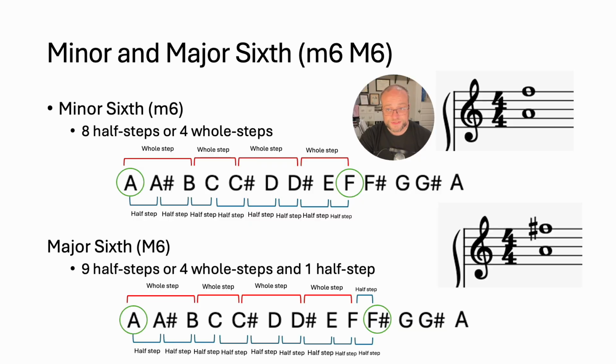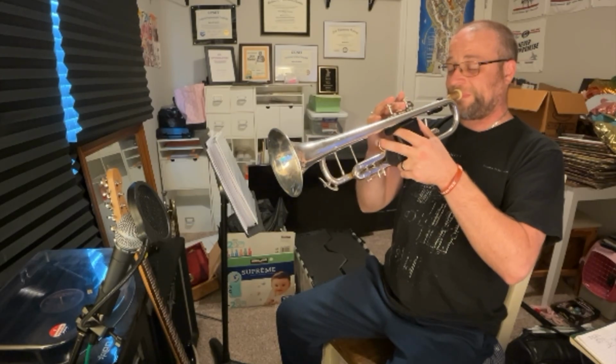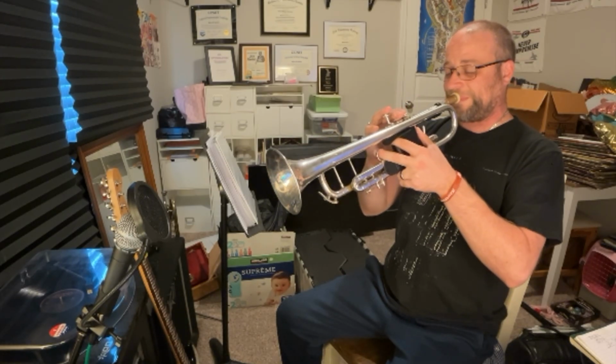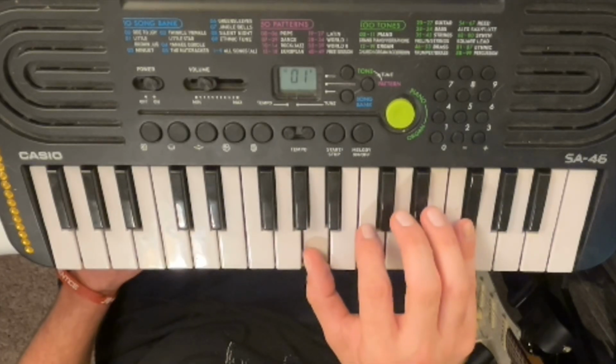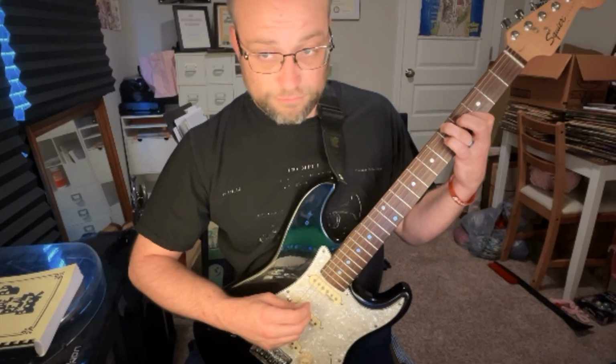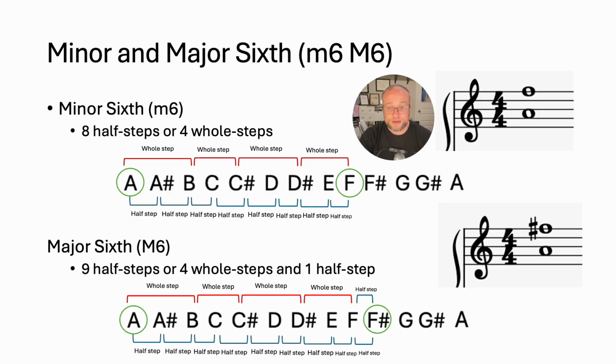A major sixth is composed of 4 whole steps and 1 half step, or 9 half steps. I've always used My Bonnie Lies Over the Ocean as an example of the major sixth.